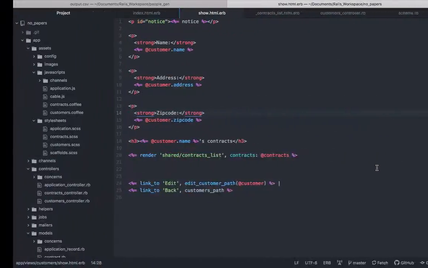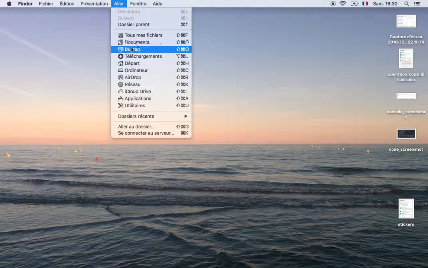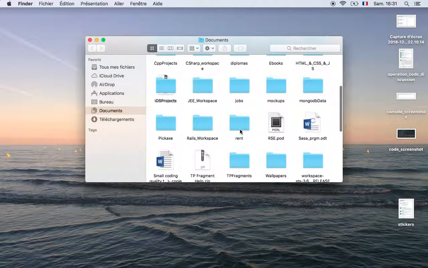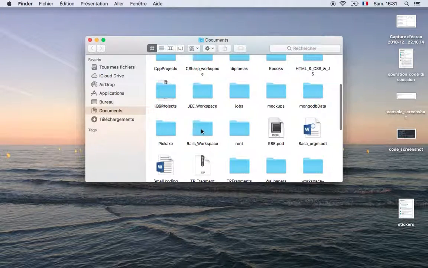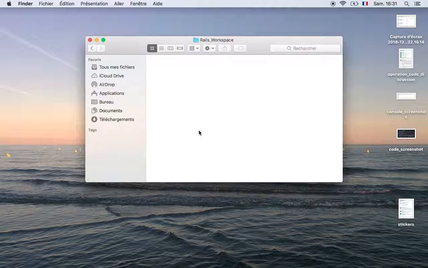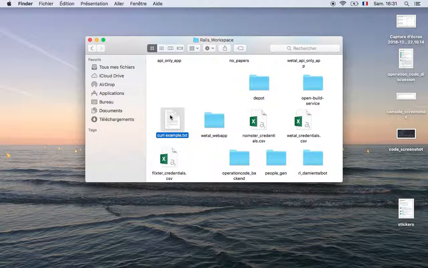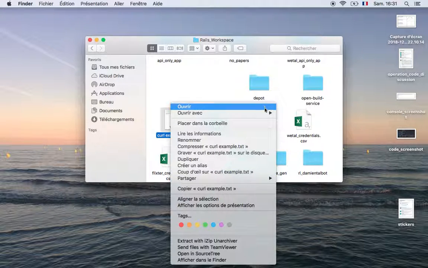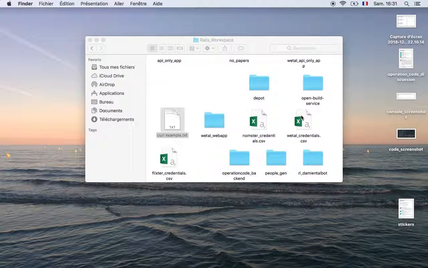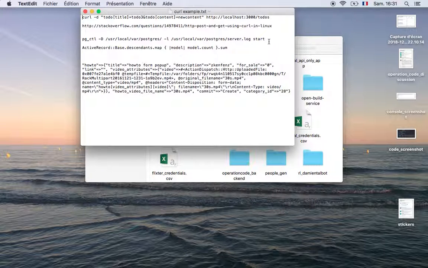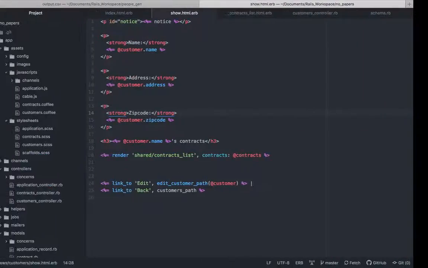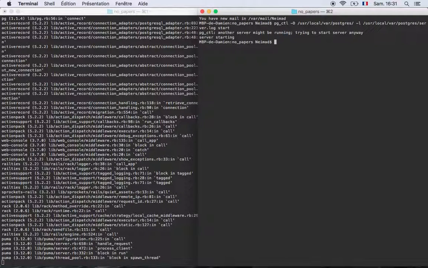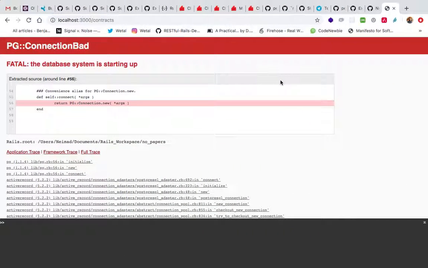Yeah, the database is not running. I think it's there. You have to run the database. Where is it actually? Rails. Come on. The computer is kind of slow. Almost 10 years with that computer.